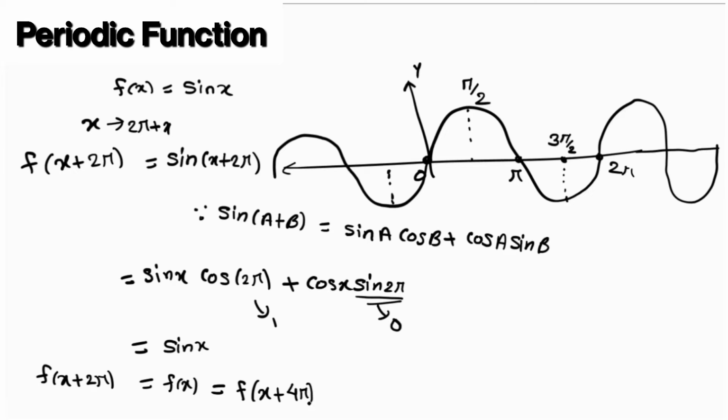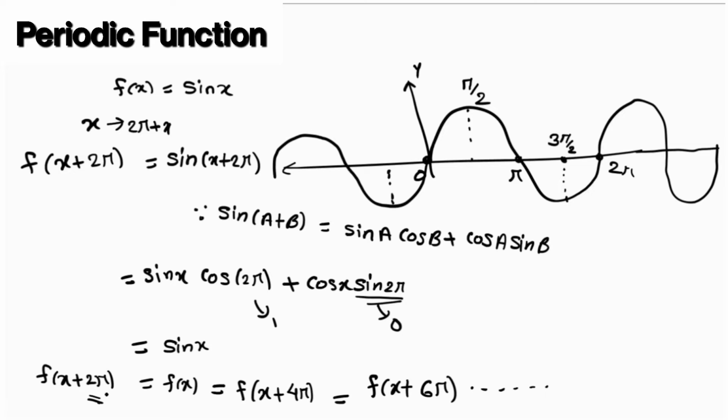And if you simplify this term, again you will get sin x. If we again add 2 pi, so 4 pi plus 2 pi becomes 6 pi. Continue adding 2 pi, and again you will get the same answer, that is sin x, that means f of x. So here we can say the value of the function is repeated after 2 pi. So the period of this function is 2 pi.